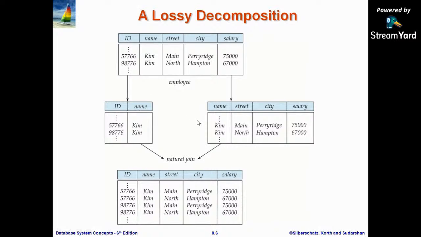If a decomposition is correct, you should get the original data when you combine the decomposed tables. But in this case, when you combine the decomposed tables, you do not get the original data, which means you are losing some information. Instead of 2 rows, you are getting 4 rows. So you can say that it is a lossy decomposition. You are losing something.